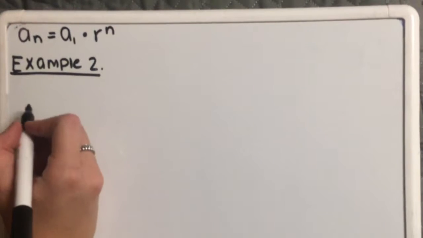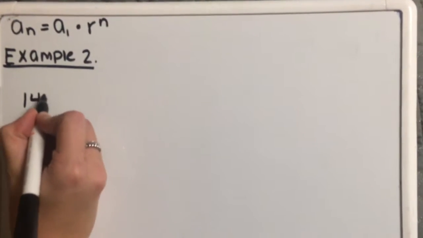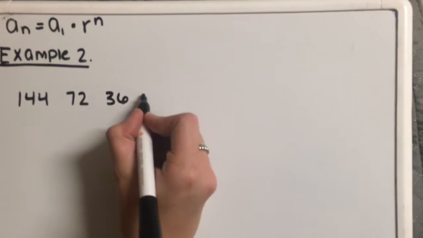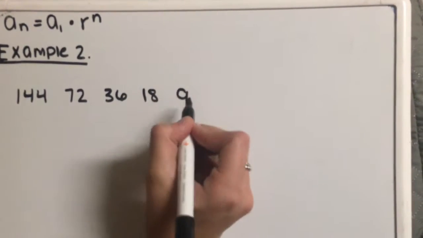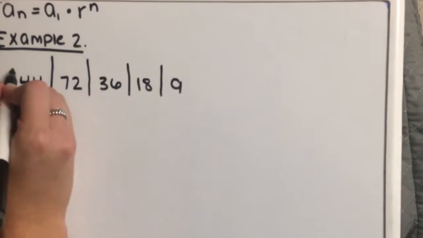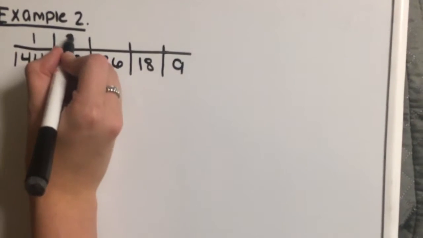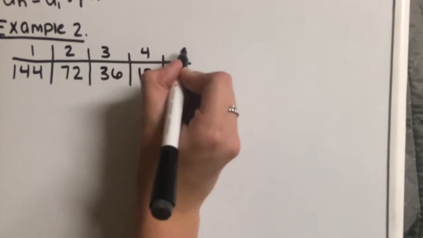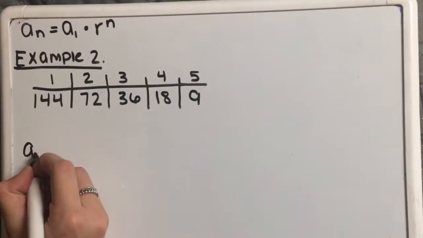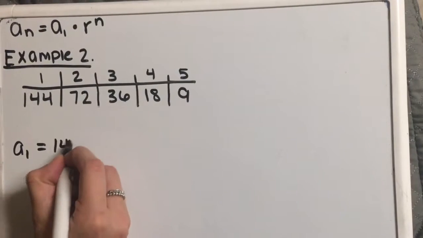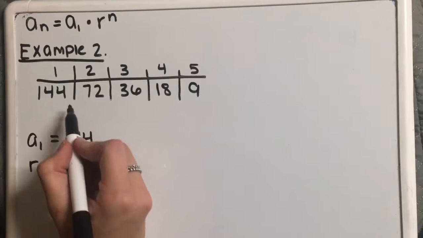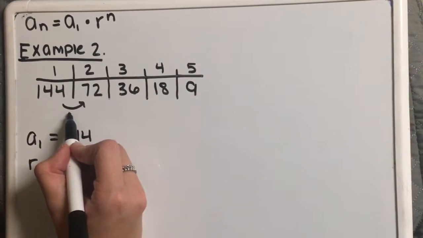In this next example, the numbers in the sequence are 144, 72, 36, 18, and 9. Again, draw your chart so you know which number goes with which term in the sequence. A sub 1, or the first term in this sequence, is 144. The common ratio is 1/2. We know this because you can either divide each number by 2 or multiply by 1/2.